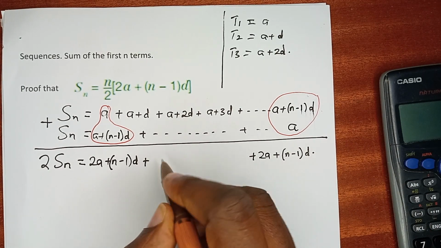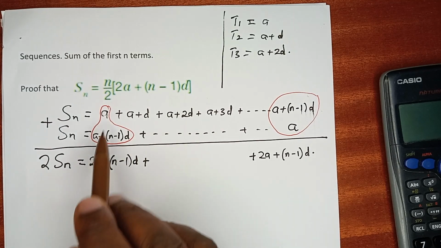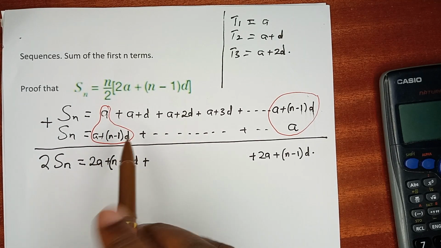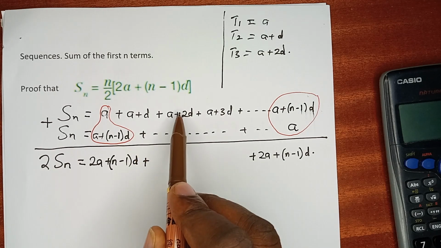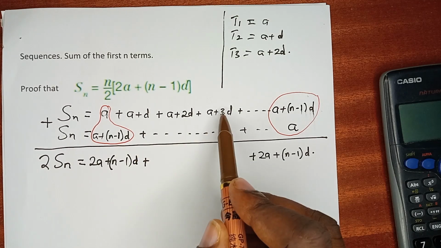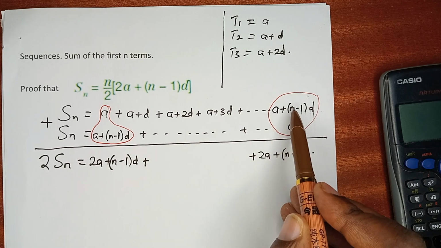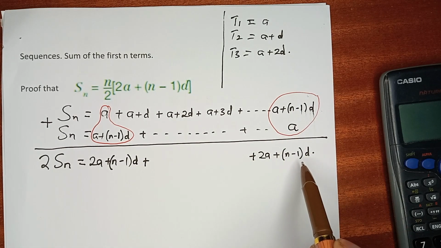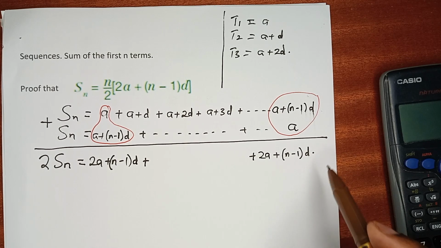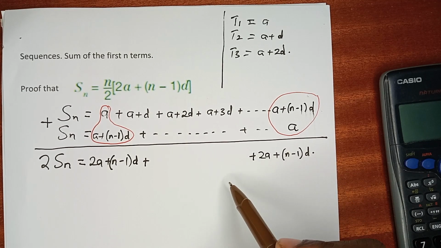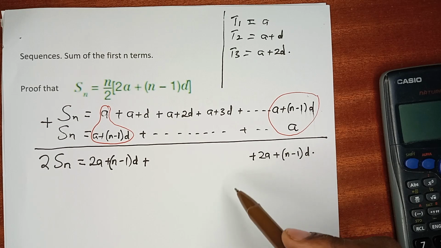So every time we add this and this, we get this. Every time we add the second term and the second last, you should get this. This and this, you should get this. This and this, we should get this. And this and this, we can see we are getting now 2a plus (n minus 1)d. So this sum is a constant term.